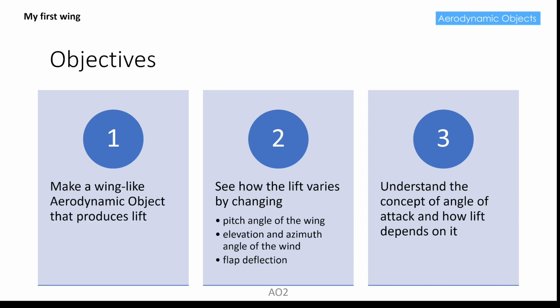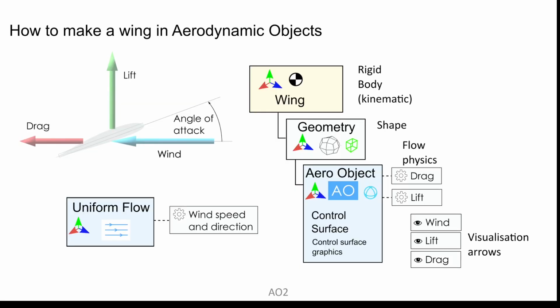And the really important outcome is that we understand the concept of angle of attack and how lift depends on it within aerodynamic objects. So this is our scene diagram, and over here we have our wing. We've got our wind vector coming in here and our drag as before, which is parallel with the wind. But we've got a new force here, lift, in green arrow, and that acts perpendicular to the wind. The really crucial thing here is that the lift depends on the angle between the wind vector and the plane of the wing, and that angle is called angle of attack.